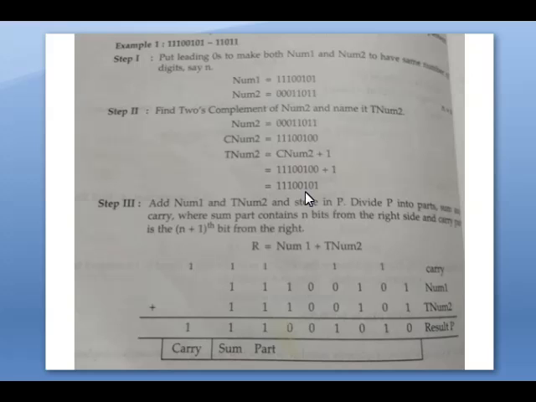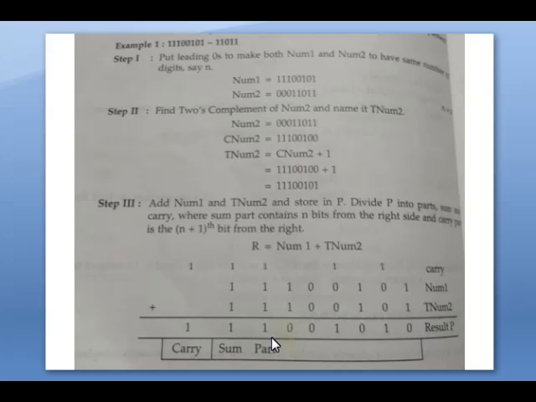The next step is we are going to add these two numbers, number 1 and the 2's complement number. So we are going to add this. We get the sum part and also one carry there. If the carry is 1, it means it is a positive number. If the carry is 0, it means it is a negative number.